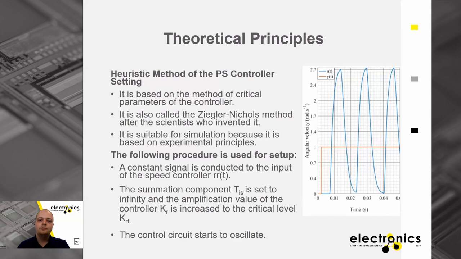The heuristic method of setting the PS proportional summation controller is an approximate method of setting the controller. It is based on the method of critical parameters of the controller. It is referred to as Ziegler-Nichols after the scientist who invented it. It is based on experimental principles. The resulting setting only approaches the optimal setting. The following procedure is used for the setting of the controller. A constant signal is applied to the input of the speed regulator. The summation component is set to infinity and the gain value of the regulator is increased to a critical value and the control circuit oscillates. At the output of the regulated system, there is a periodic waveform that you can see in the picture.